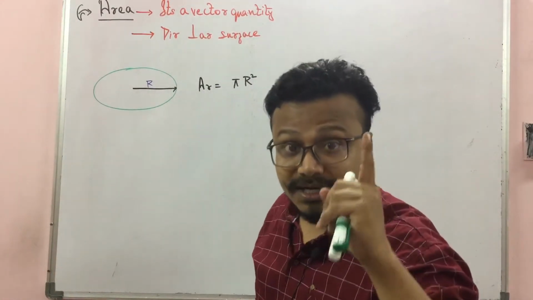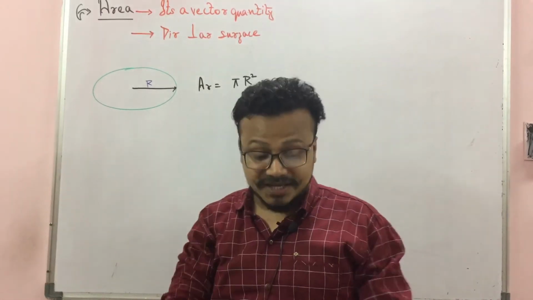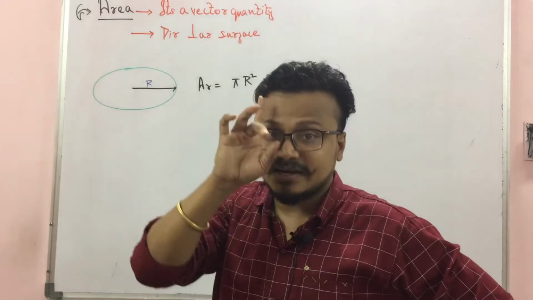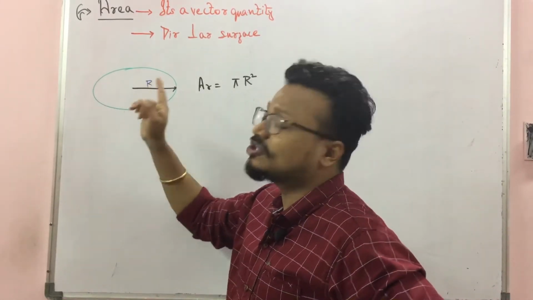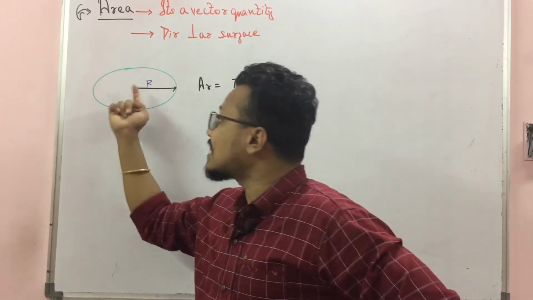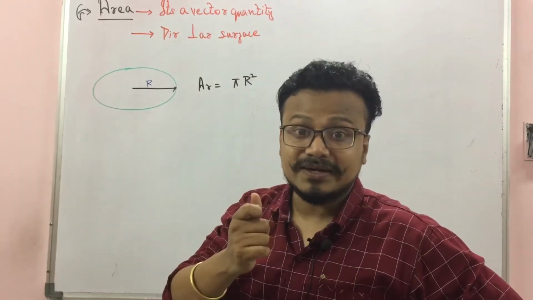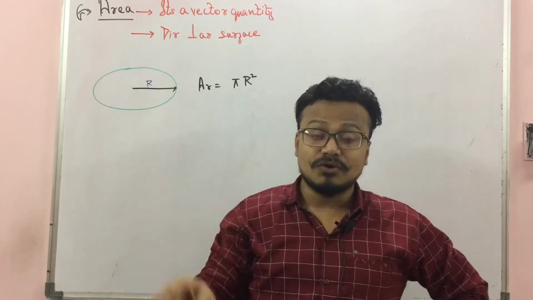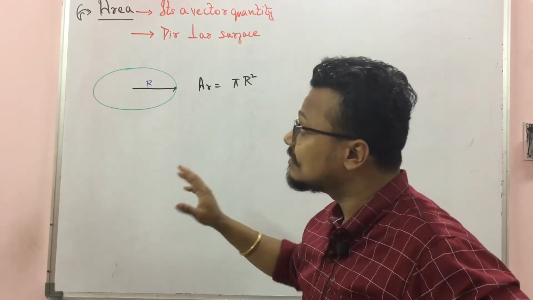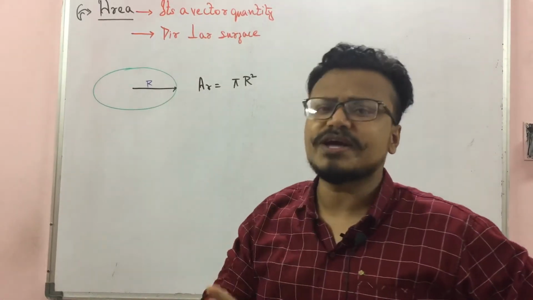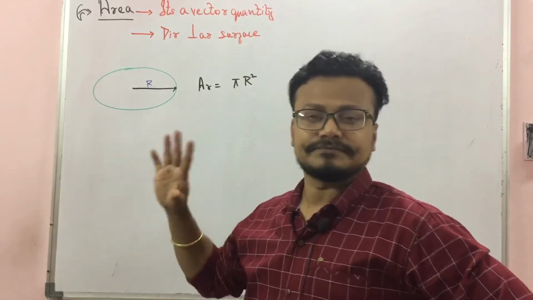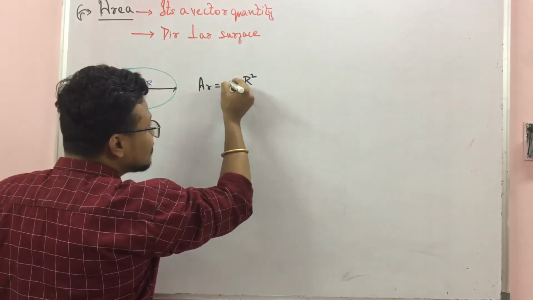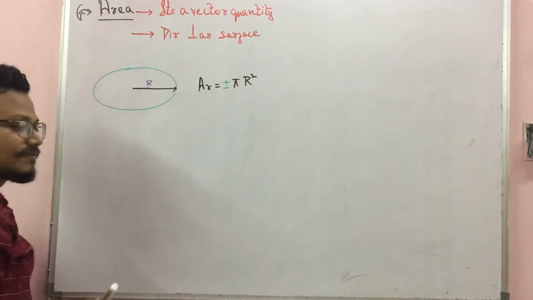But in any one question, we will consider any one direction. If in a question we have considered that the direction of the area vector is outside, then for the whole question we will consider that the area vector is always outside, or always inside. Understand it properly. It means it has plus and minus both.